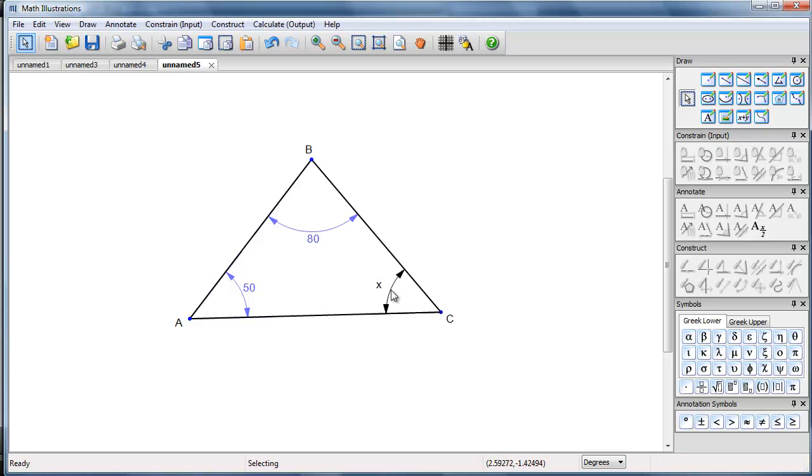To get the exterior angle, all I need to do is take the angle symbol and drag. I can get that angle, or that angle. But this is the one I want.